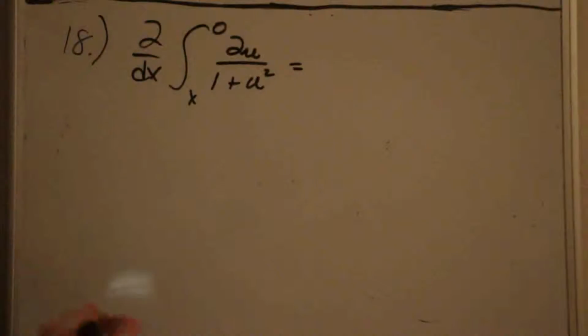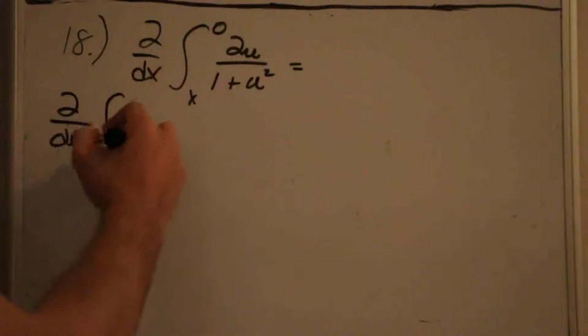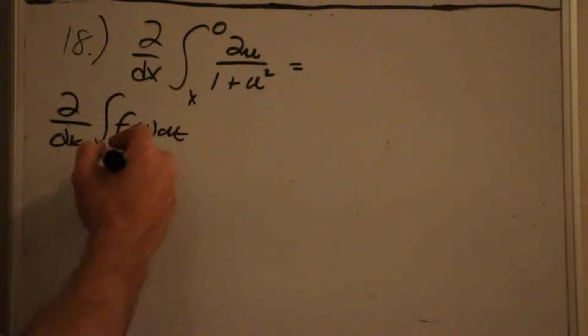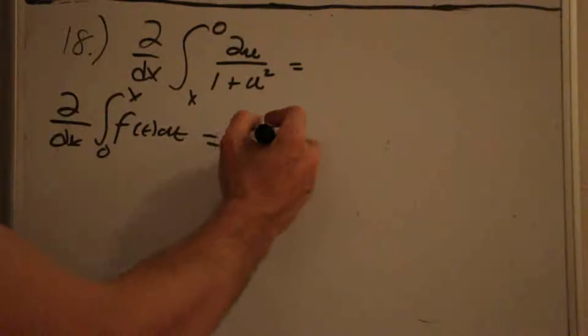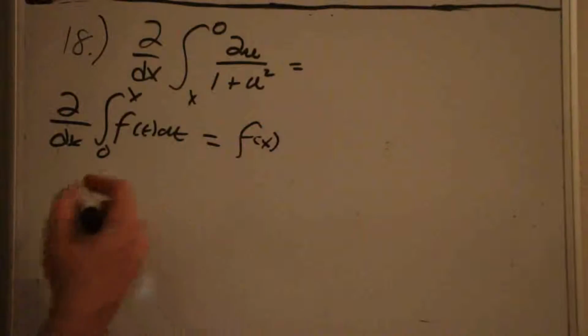Okay, well, now we have this thing here where if I have d/dx of the integral of f of t dt from 0 to x, remember what we figured out is that it just ends up as f of x, right? Well, the reason why is this.